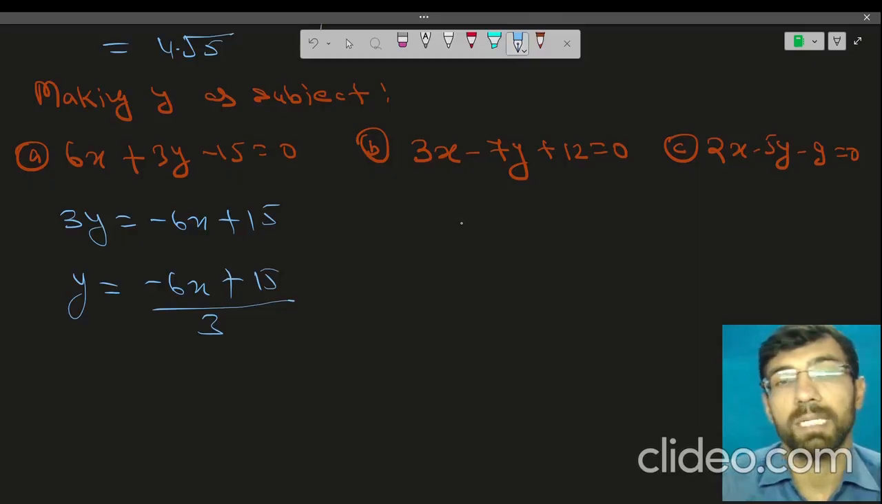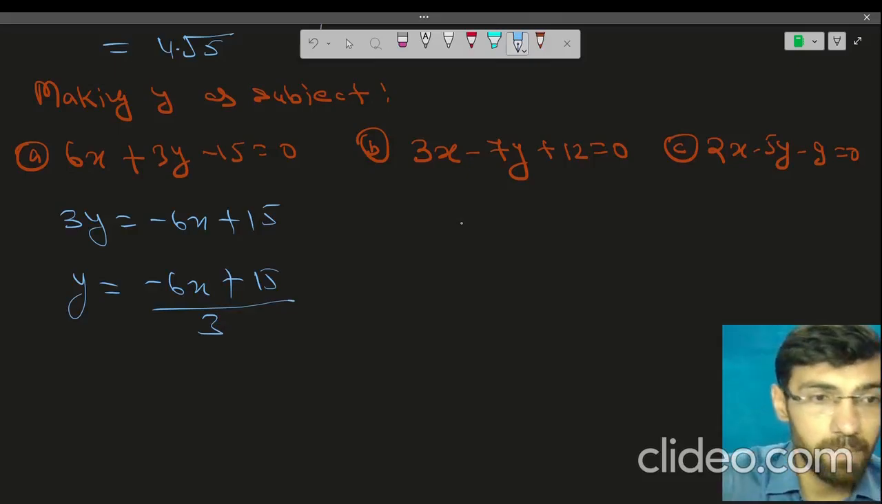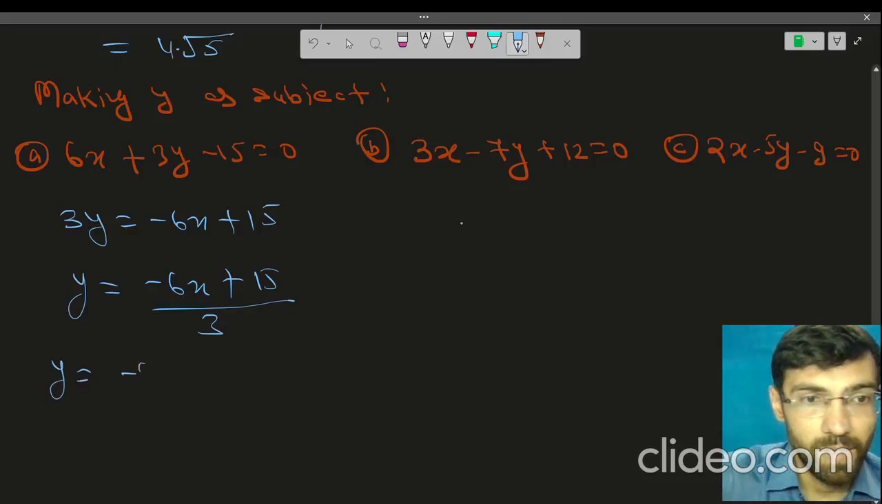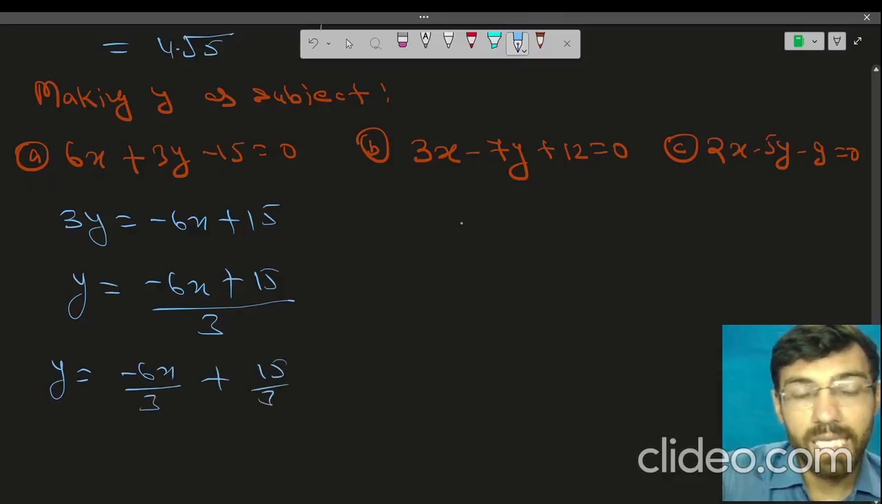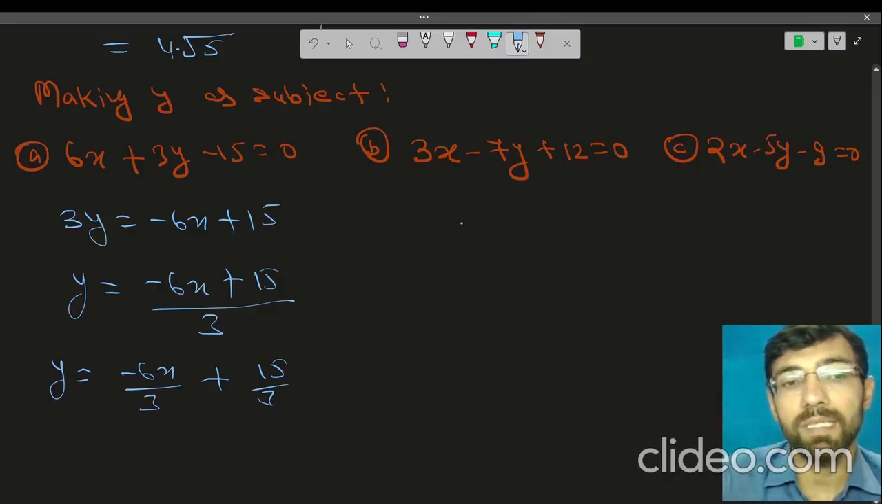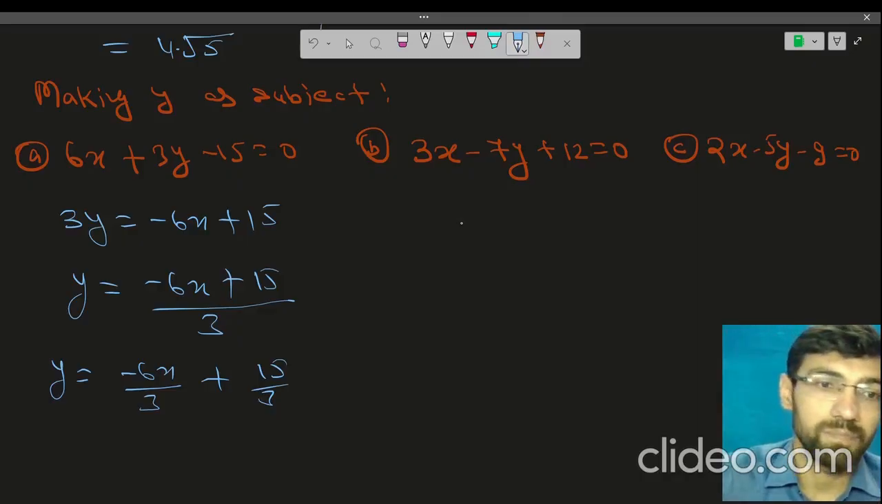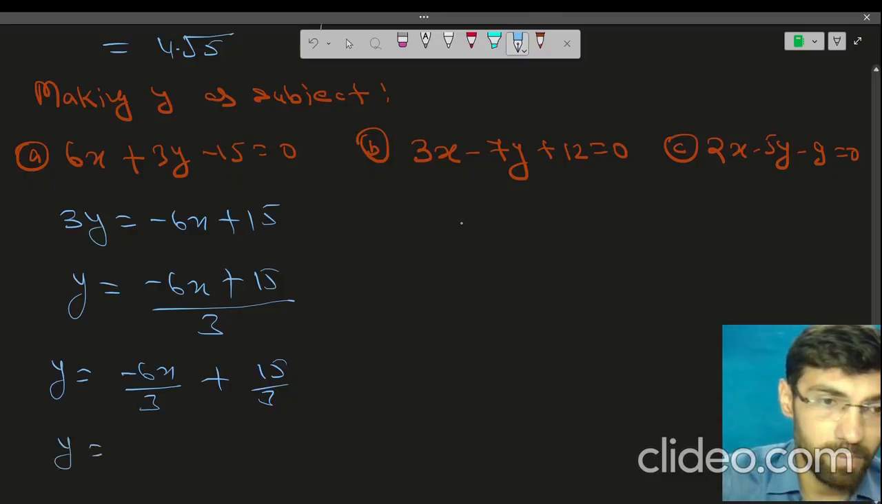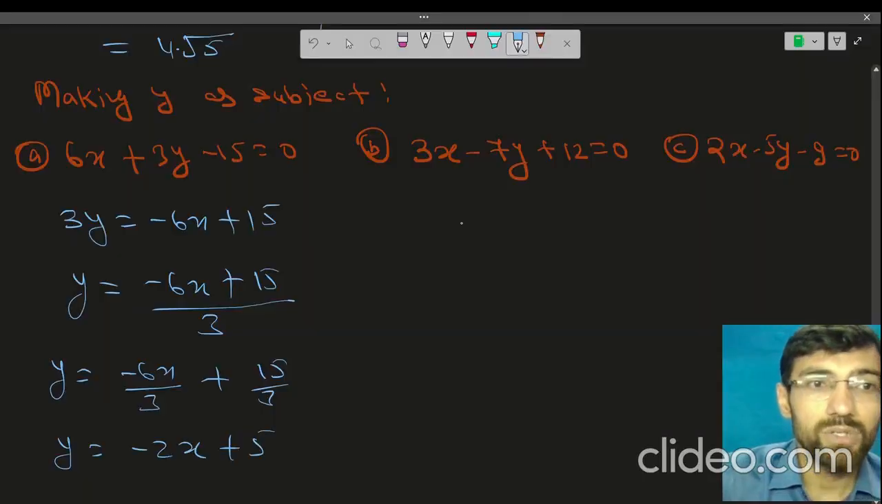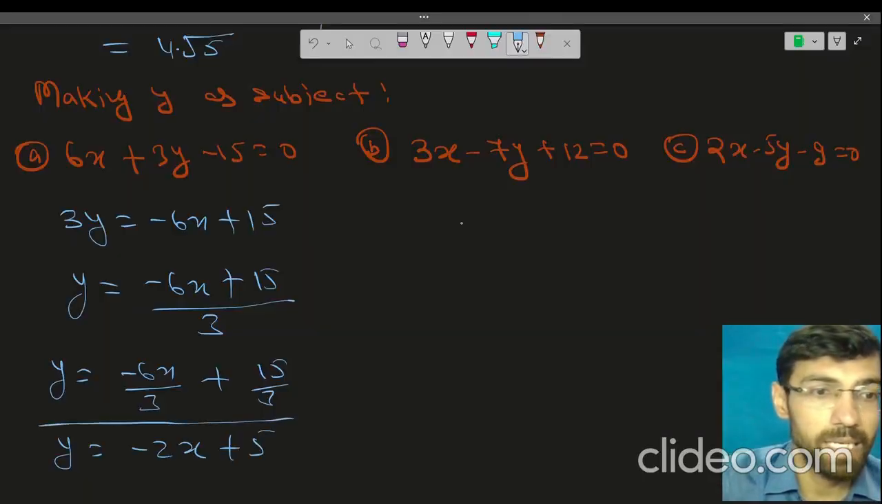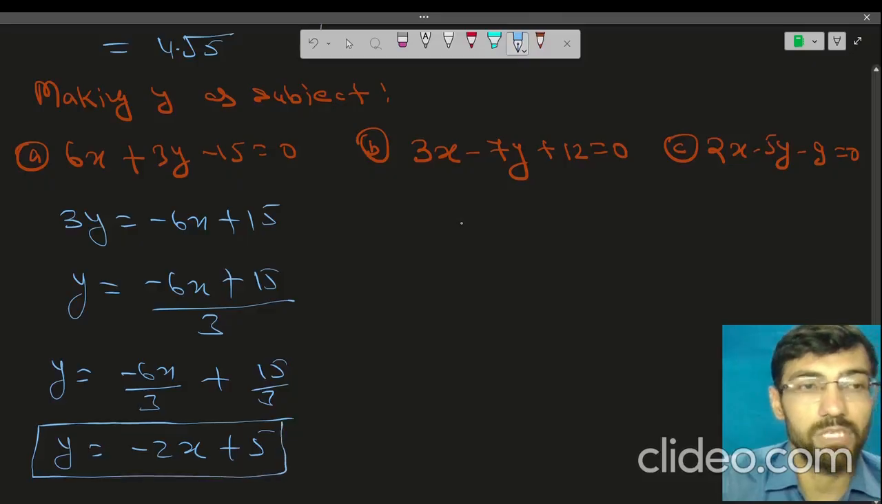Now there is a note point. If in the denominator we have just one term, you can separate it. Separating means you can write like this: minus 6x upon 3 plus 15 upon 3. In which situation can we separate? If in the denominator we have just one term. And next, minus 6 upon 3 is minus 2x and plus 15 upon 3 is 5. So I think this is the simplest version of this equation.